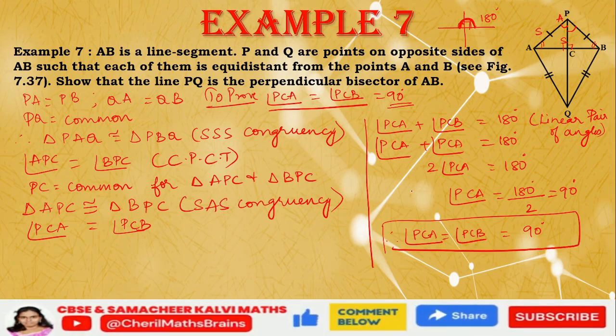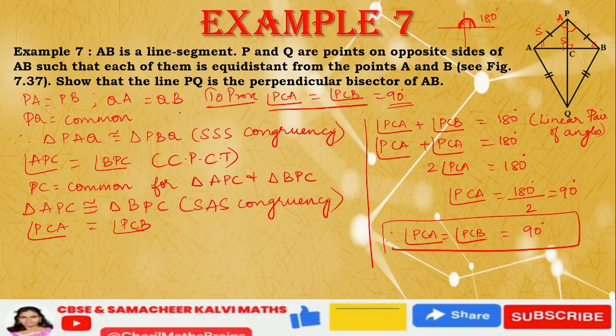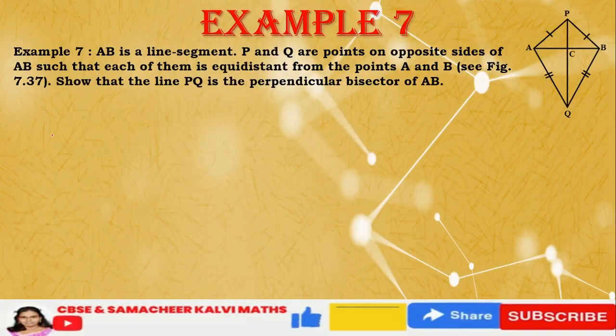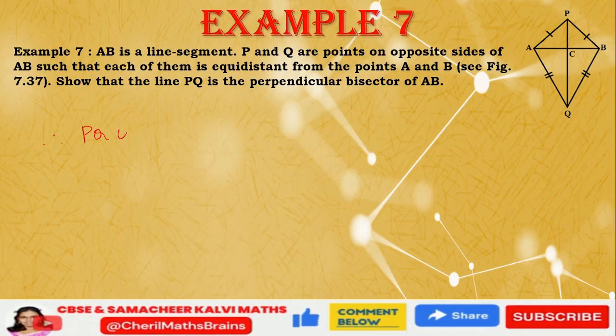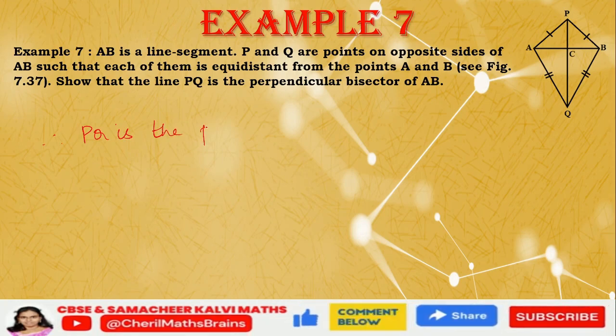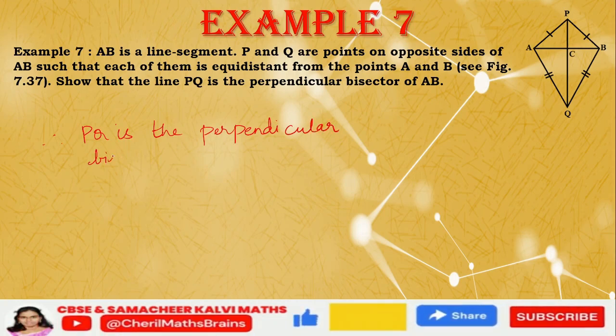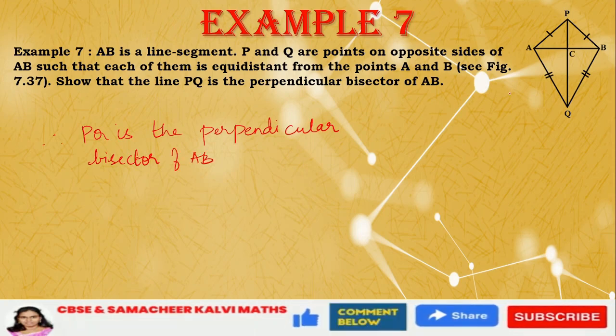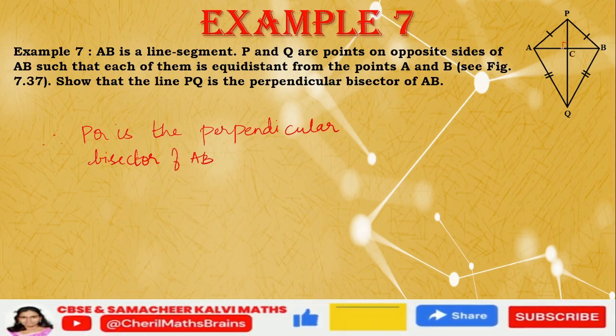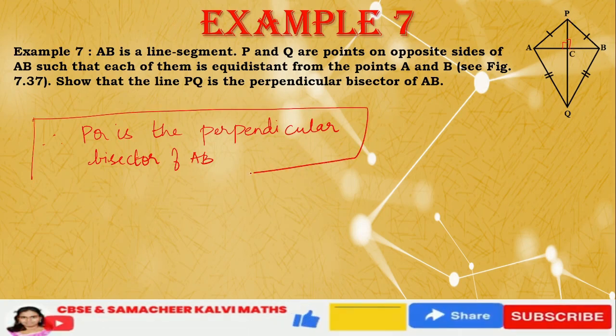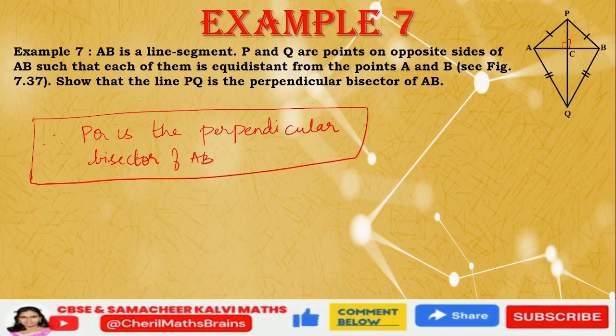So have we proved, children? Yes. With this we can write that therefore PQ is the perpendicular bisector of AB. PQ is the perpendicular bisector of AB, because if PC perpendicularly bisects, then automatically PQ will also bisect. Is it clear, children? So this is how we were able to prove this example 7.